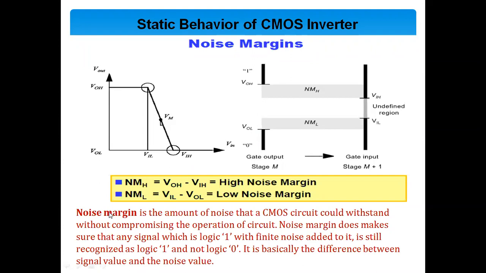And the difference between this NMH and NML is nothing but the noise margin, right? And the greater the noise margin, the greater the noise immunity of that particular device.